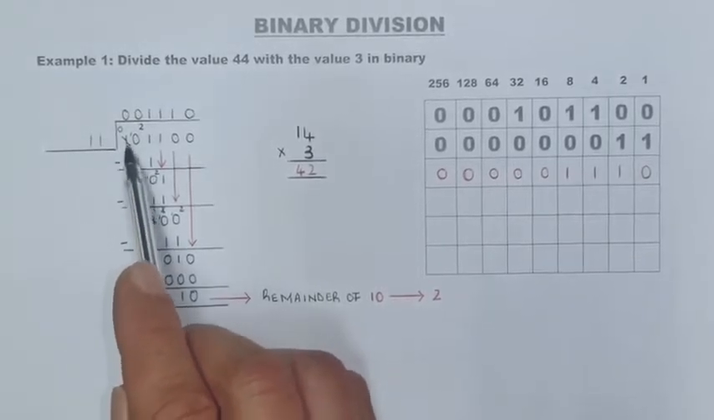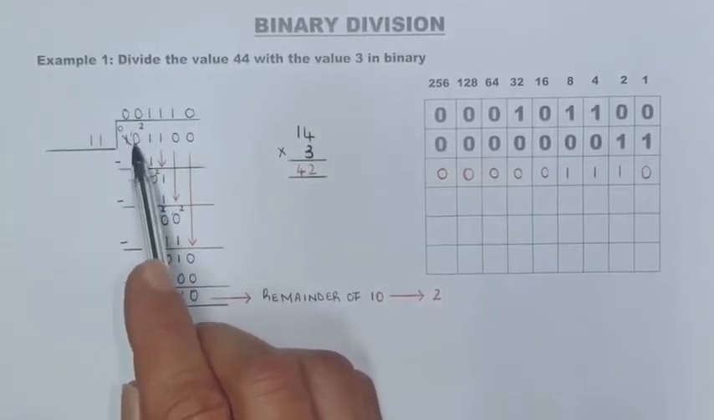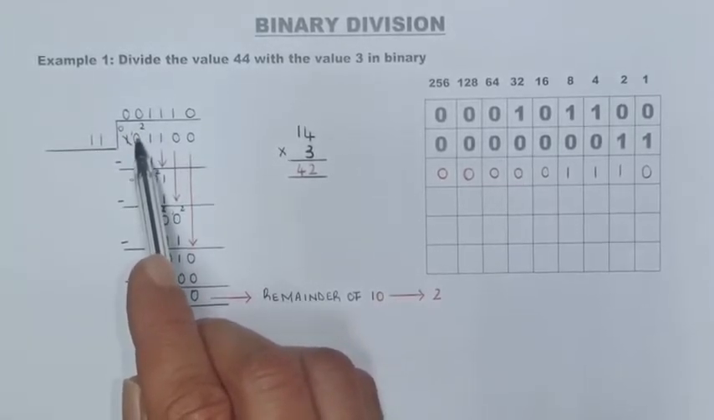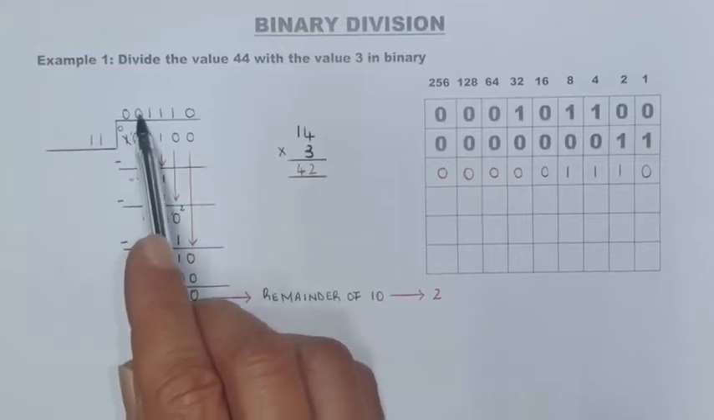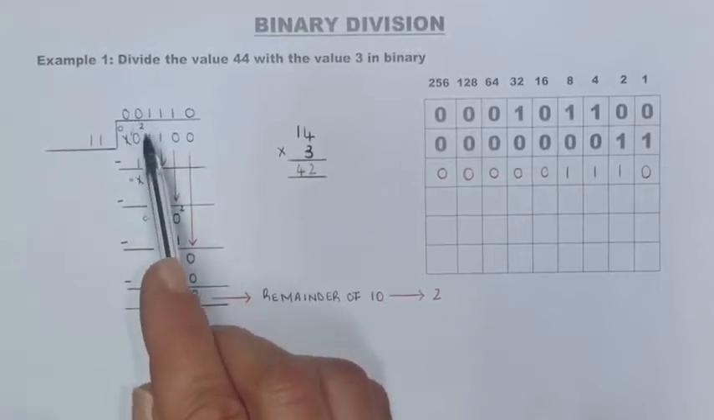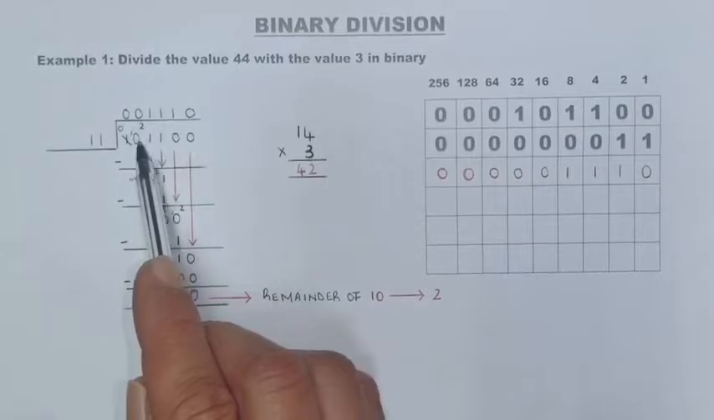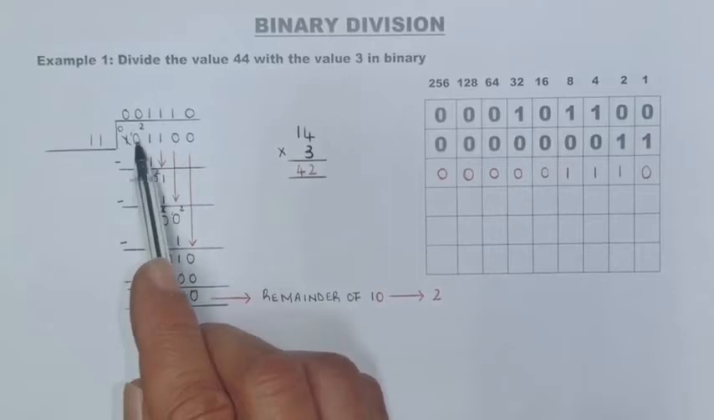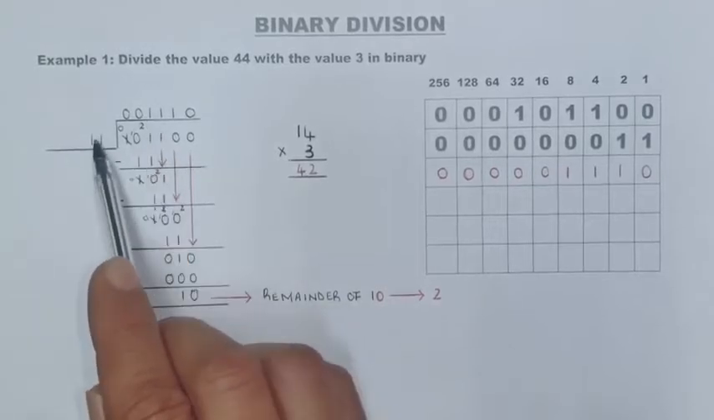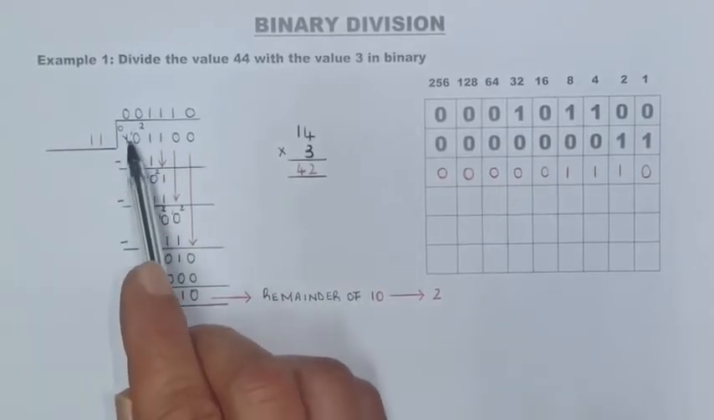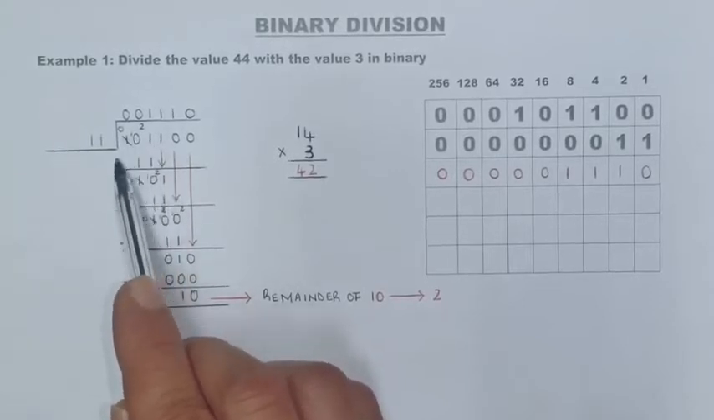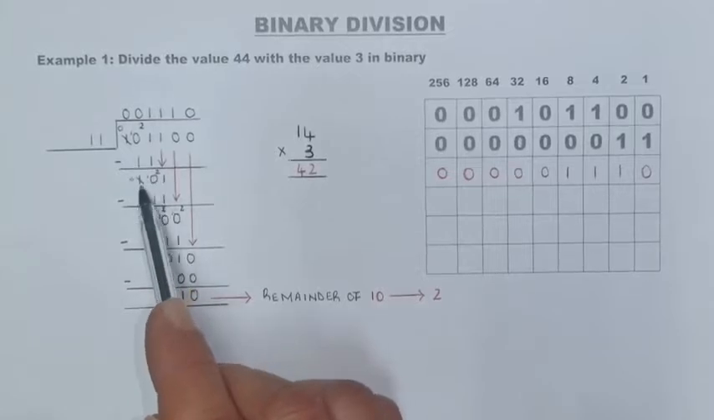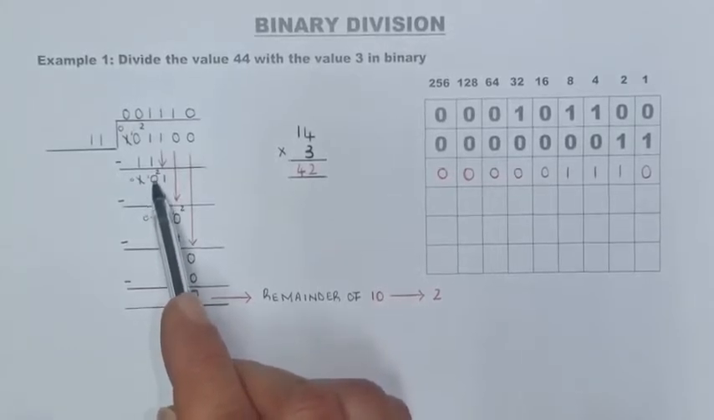3 goes into 1 0, which means I'm combining these two digits, which gives me 2. So 3 goes into 2 zero times. I stop there again. Now I'm at the third digit, which I combine with these two, so 1 0 1 gives me 5. So 3 goes into 5 once. 1 times 3 gives me 3, and 5 minus 3, which is 1 1, gives me 1 0, which is 2 in decimal.